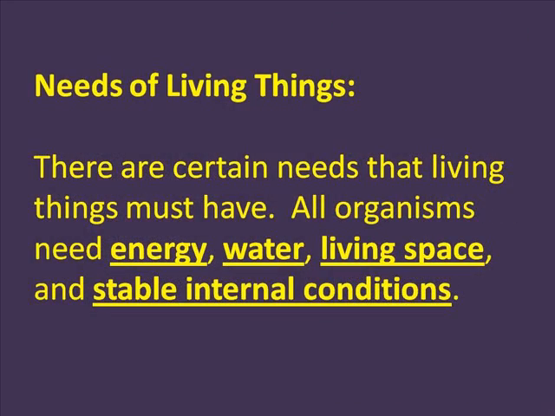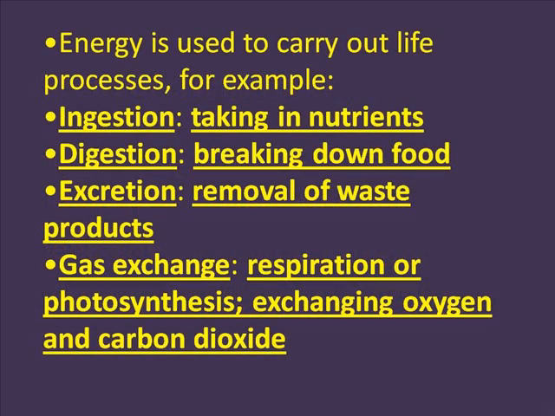Now, once we determine if something is a living thing or an organism, there are certain requirements that living things have to have. So these requirements are energy, water, living space, and stable internal conditions. So to stay alive, you must have all 4 of these things. The first is the need for energy. Energy is used to carry out all sorts of life processes, and there should be room in your notes to write down these words plus their definitions.